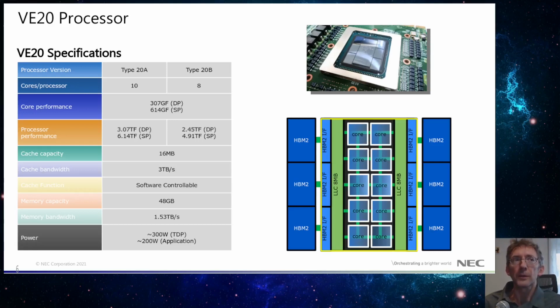So the core performance is 307 gigaflop in double precision, 614 gigaflop single precision. The cores are arranged on a 2D network on chip, and they are connected to a last level cache, 16 megabytes, which is then connected to the HBM2 memory. The total memory bandwidth of this chip is 1.53 terabytes per second. As a PCI card, the TDP of it is 300 watts. We see 200 watts for normal applications or less. Total memory capacity of this chip is 48 gigabytes.